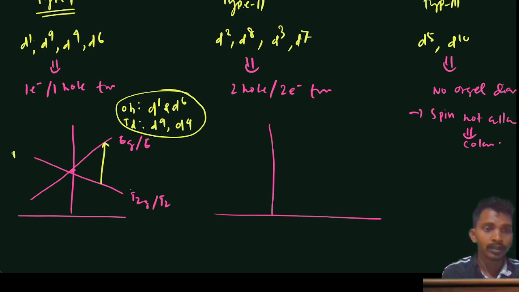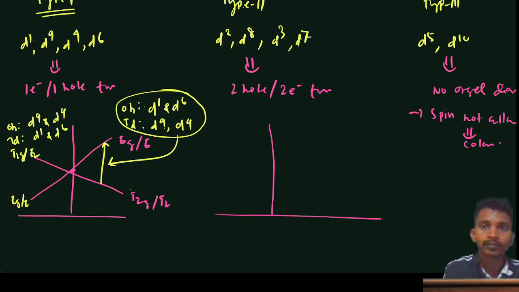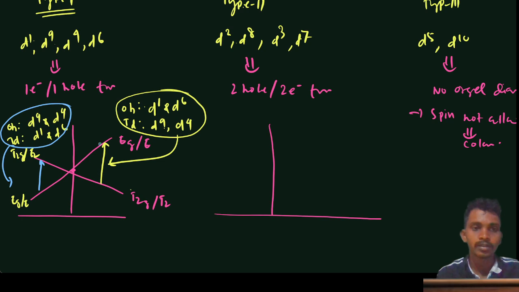This is T2G, this is again T2G, and this is again EG. So this is the octahedral. For tetrahedral, D9 and D4 come here and it just gets reversed; in the tetrahedral case this will be D1 and D6. This will follow this, and if this is there, this follows this. This is for one-electron or one-hole transitions, type 1.